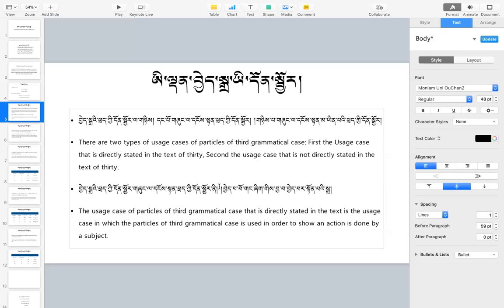So it shows that a particular action is done by a subject. In those kinds of statements in which we see the usage of the particle of the third grammatical case, in which these particles function to show an action done by a subject, this type of usage is known as the subject case. And therefore, these are the usage cases that are directly stated in the text.